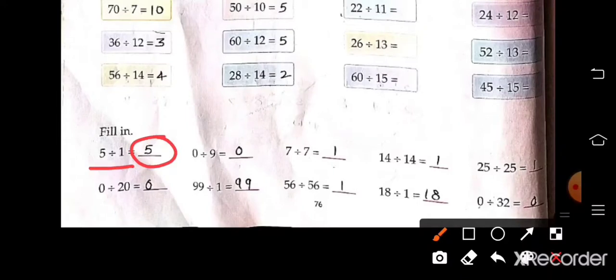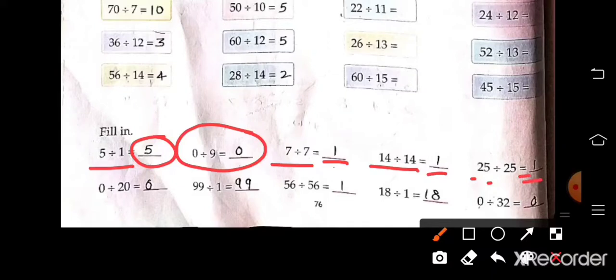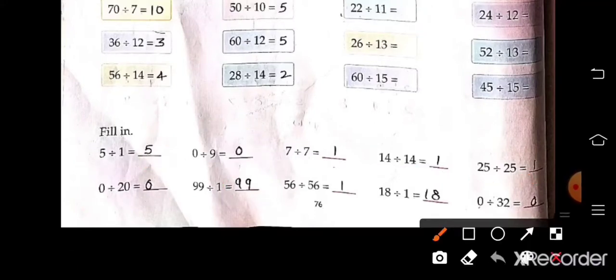Okay, this is revision facts. 0 divided by 9, 0. 7 divided by 7, 7 1s are 7. 14 divided by 14, 1. 25 divided by 25, 1. Okay, if we divide the number by the same number, answer is 1. Okay, 0 divided by 20, 0. 99 divided by 1, so answer 99. Okay, if we divide any number by 1, answer is the same number.